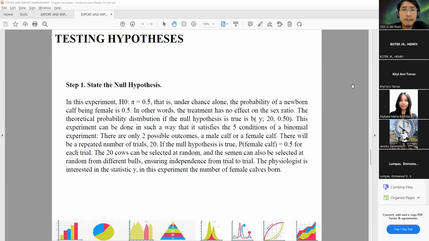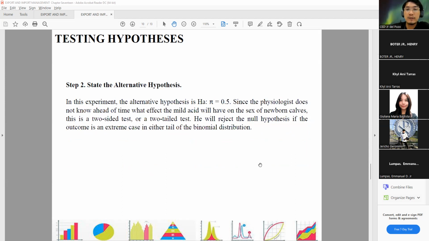Anyway, going back to the topic, ang probability of success niya is 0.5. So meaning, the chances of getting a male over the female is the same. Okay? So that is your null hypothesis.